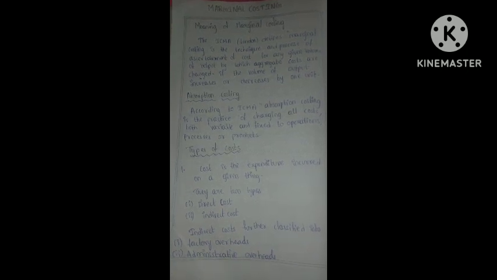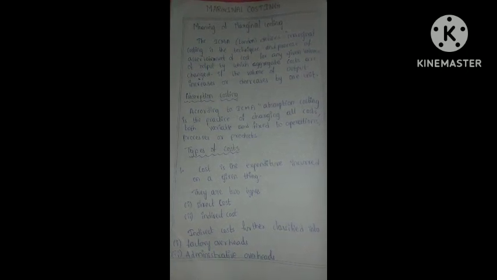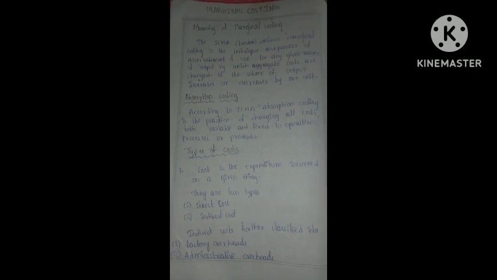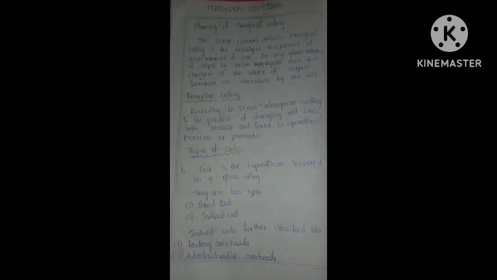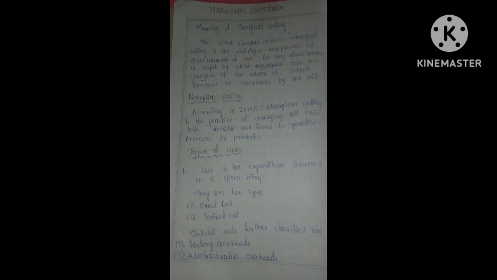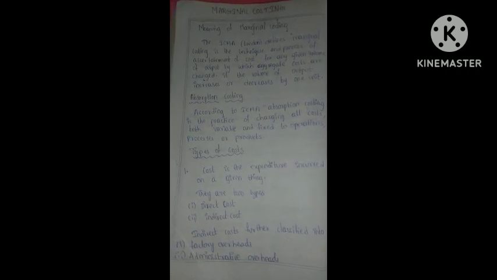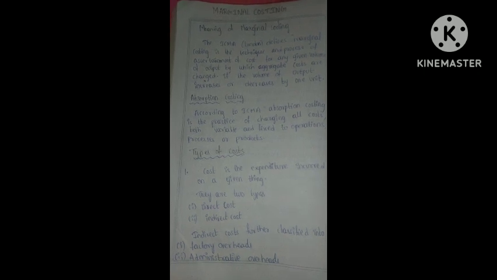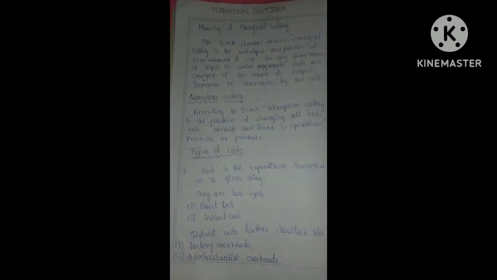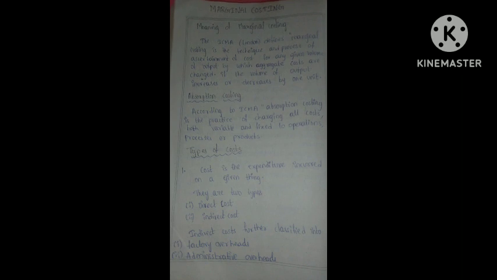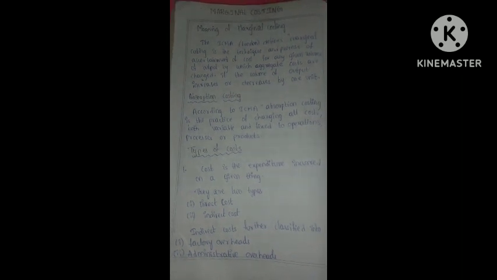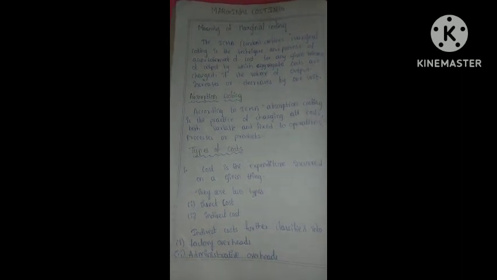Types of cost. There are two types of cost: direct cost and indirect cost. Direct costs are expenses that can be easily traced to a specific product or service, such as the cost of materials or labor. Indirect costs are expenses that are not directly traced to a specific product or service, such as salaries, rent, utilities, and office supplies.